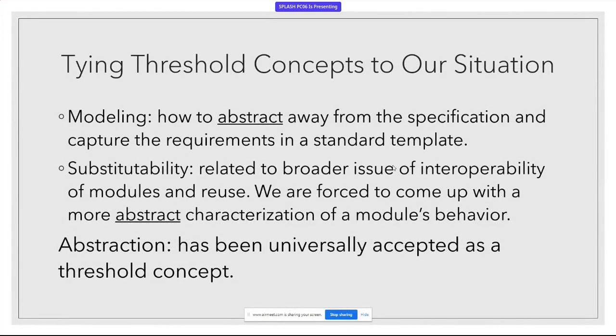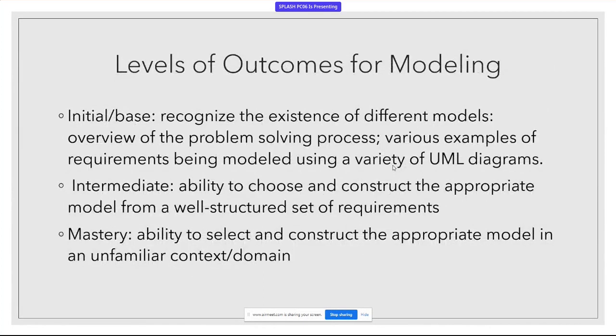All right. Let me continue from where Sarnath left off. So, as he mentioned, there are two topics, among the many that we try to teach. One is modeling, the other one is design principles, especially substitutability. So, I'm going to start with modeling here.